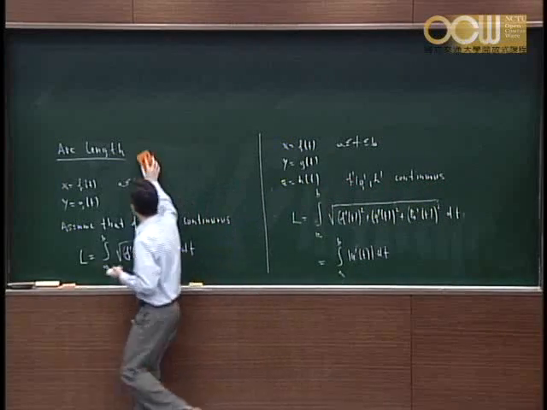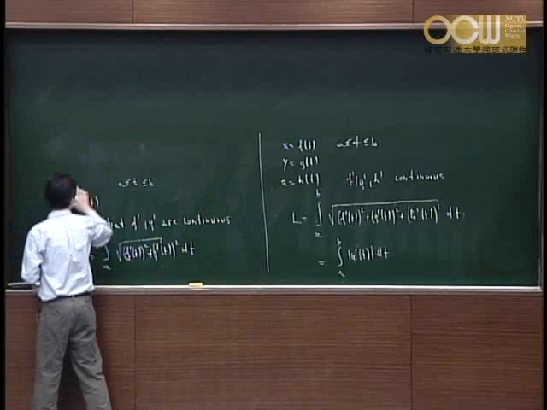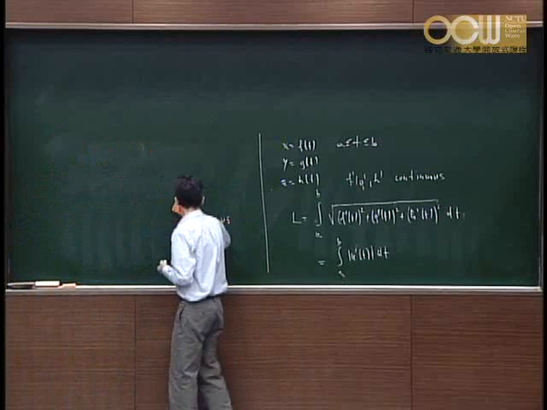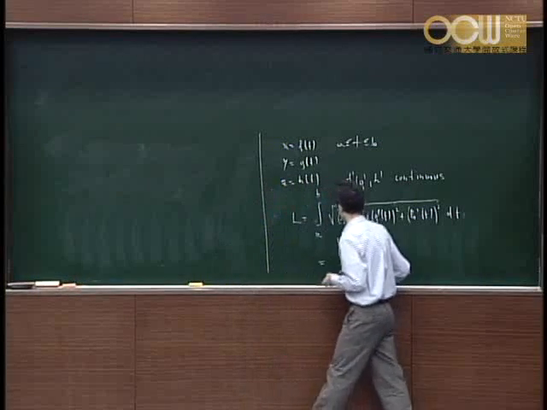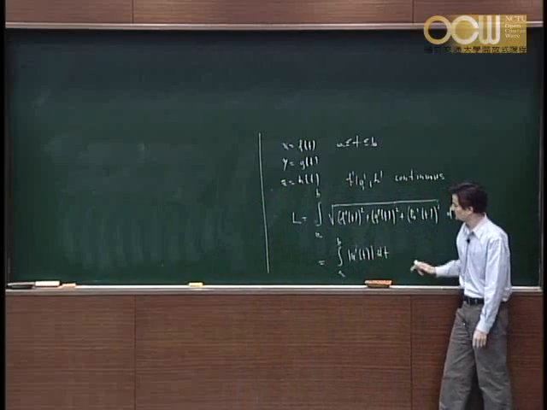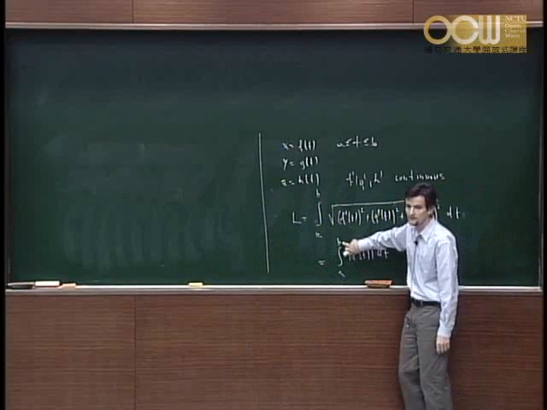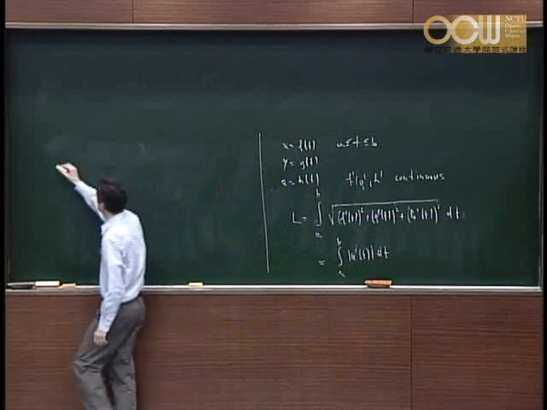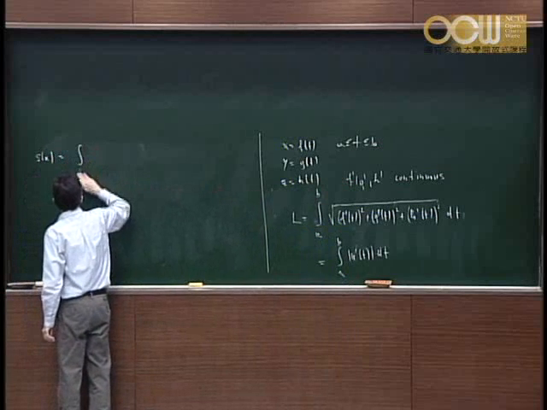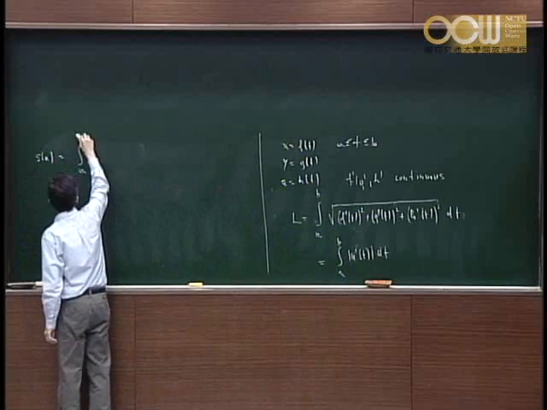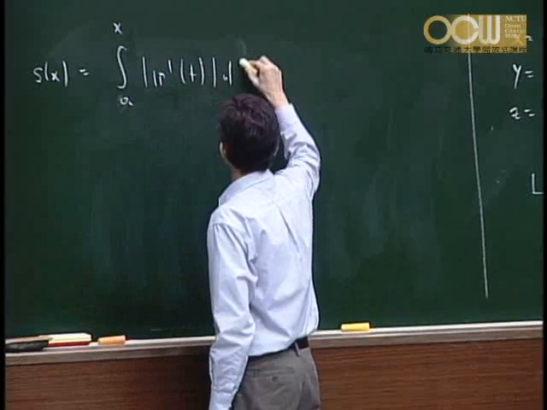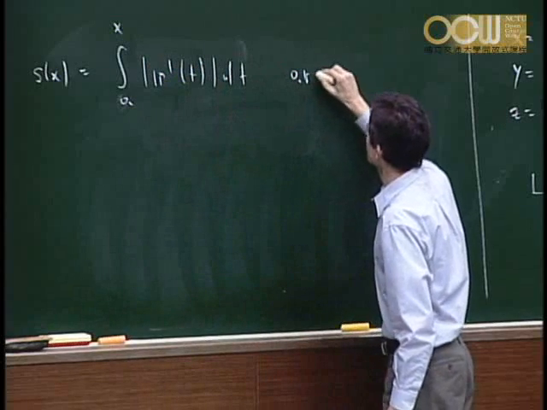Now, something which we have discussed last semester as well is the so-called arc length function. The only thing you do is the upper limit here becomes a variable, and then what you get here is a function. So this is what we call the arc length function.